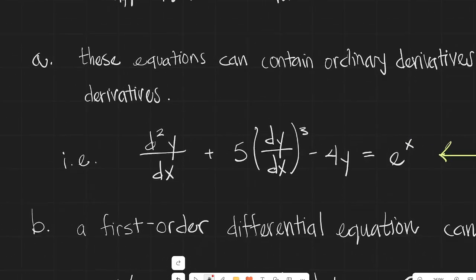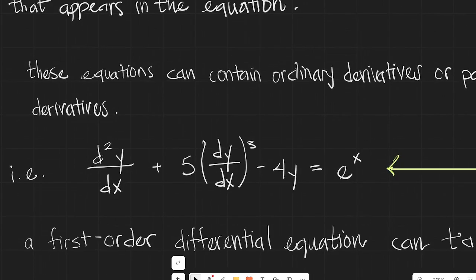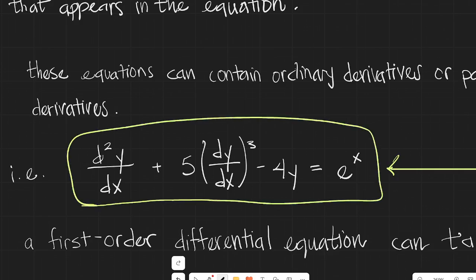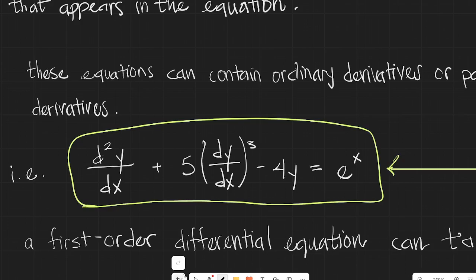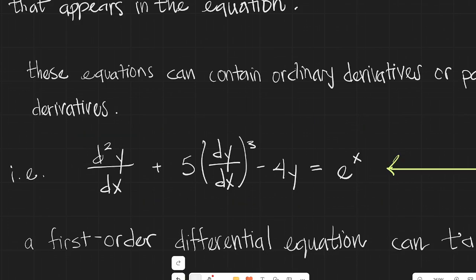Now, here is an example. You might be tempted at first if I asked you, what is the order of this differential equation right here? What is the order of this? You might be tempted to say it's 3, right? Because you have this right here. But the thing is, this is an exponent. This is not to be confused with the order of the derivative.